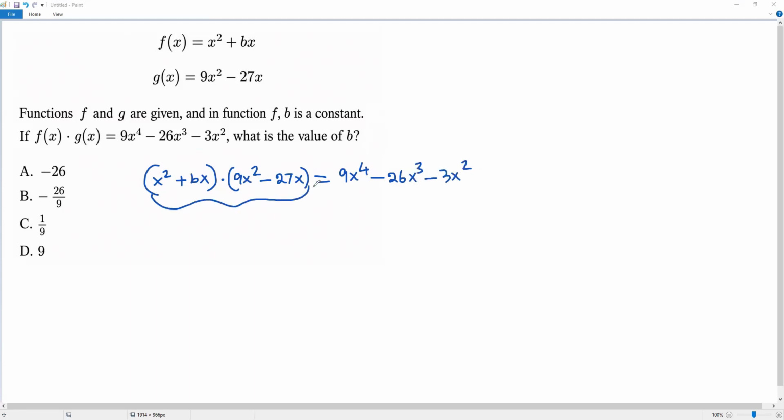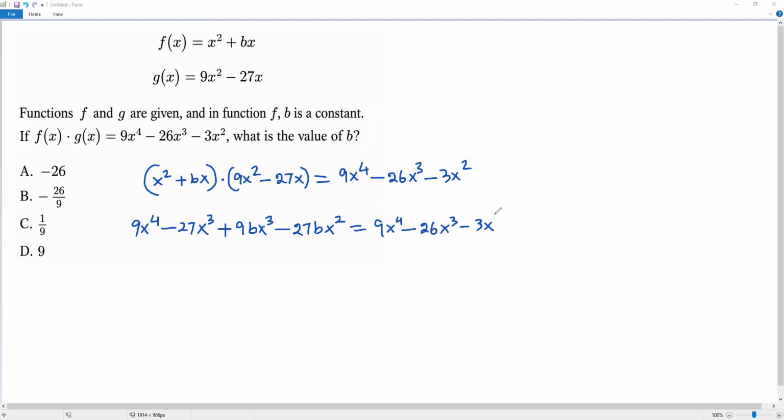Now let's multiply these two binomials using the FOIL method. Let me multiply the first terms, x square and 9x square. I'm getting 9 times x to the fourth power. Now let's multiply the outer terms. Then I'm getting negative 27 x to the third power. Now let's multiply the inner terms. We get positive 9b x cube. Now let's multiply the last terms, negative 27b x square. On the right side, we can write this as it is. It is 9 times x to the fourth power, negative 26 times x to the third power, negative 3x square.